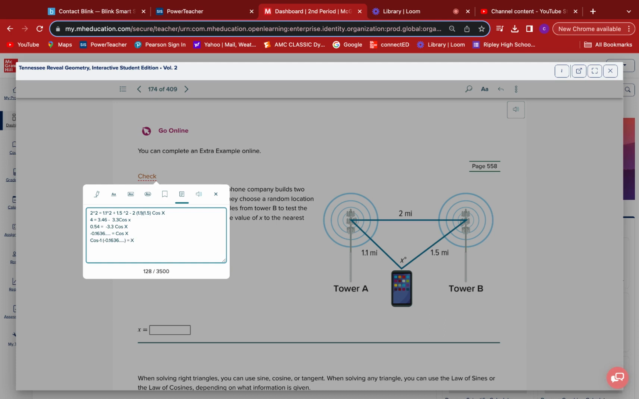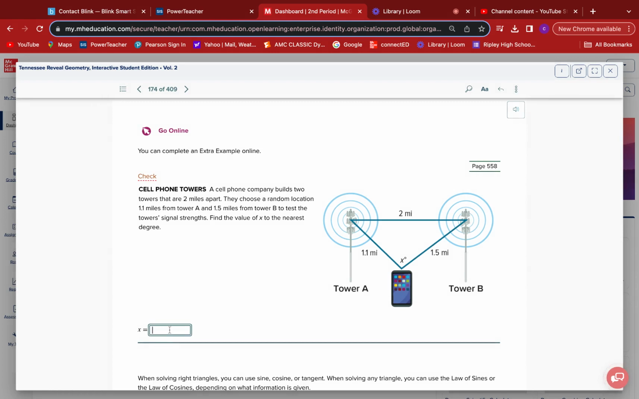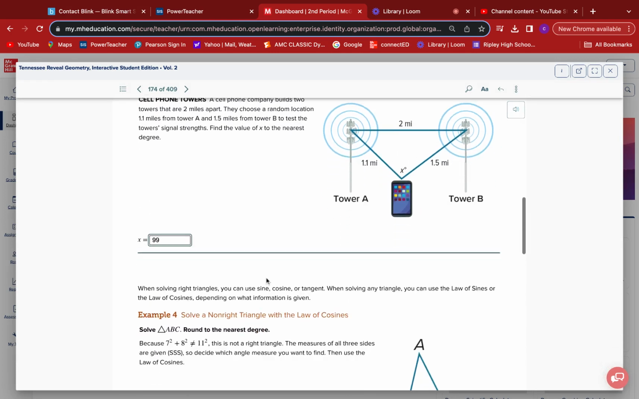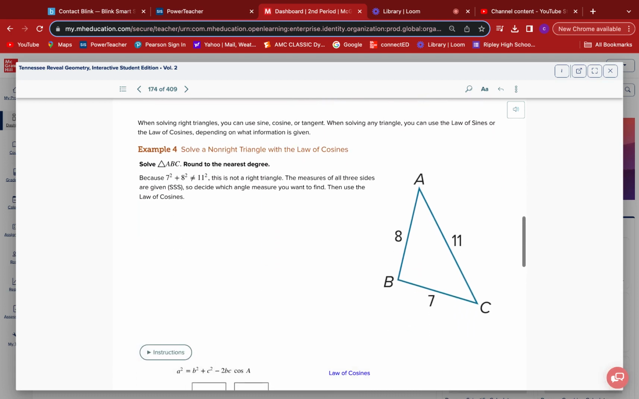Everybody grab a calculator. Do inverse cosine of that answer. You're looking at about 99 degrees. They want it to the nearest degree. So I got 99.4, which to the nearest degree is 99 degrees. All right, there it is. Angle x, 99 degrees, everybody. Woo woo. Oh, good grief.